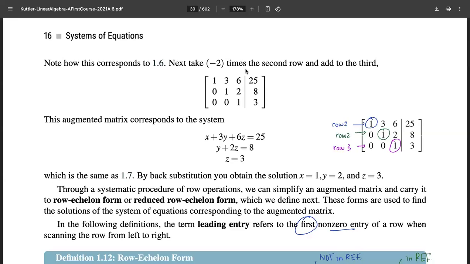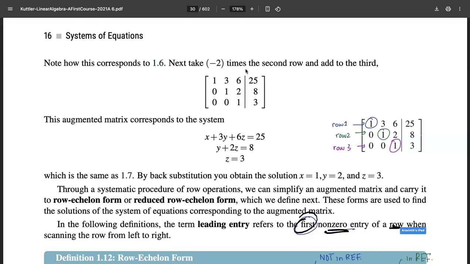So through a systematic procedure of row operations, we can simplify an augmented matrix. And we can bring it to its row echelon form or reduced row echelon form, and we'll define this next. I've not introduced these terms yet, but before we do that, we want to introduce a term called the leading entry of a row. The leading entry of a row is the first non-zero entry of a row when we look from left to right.